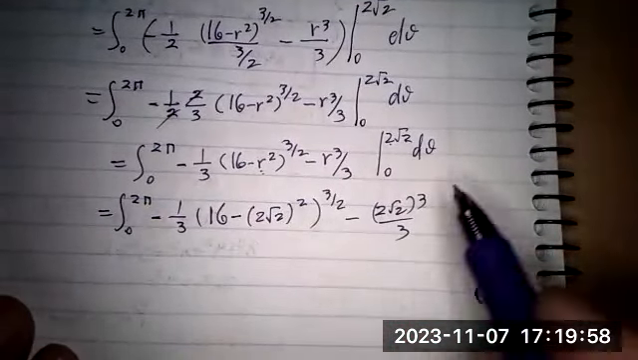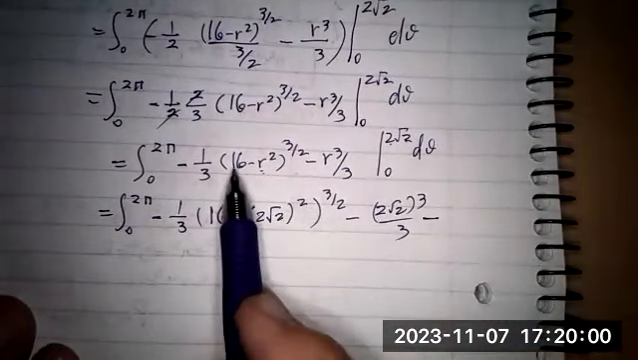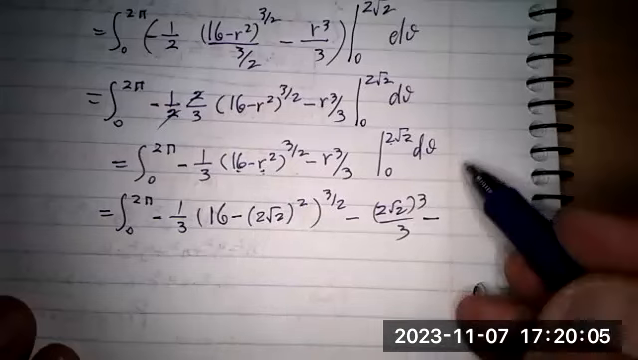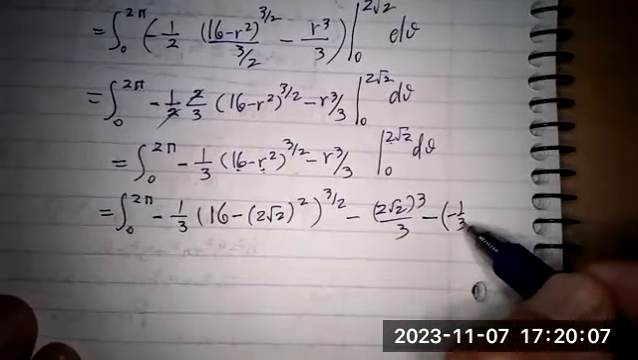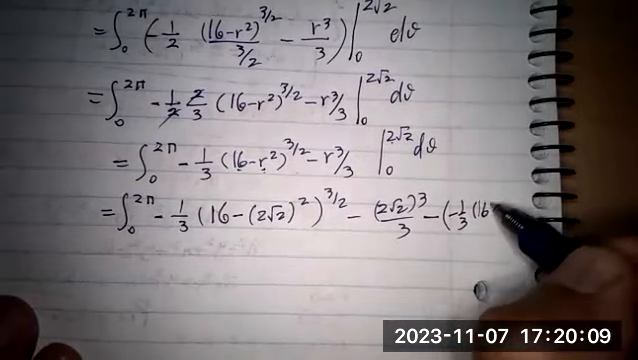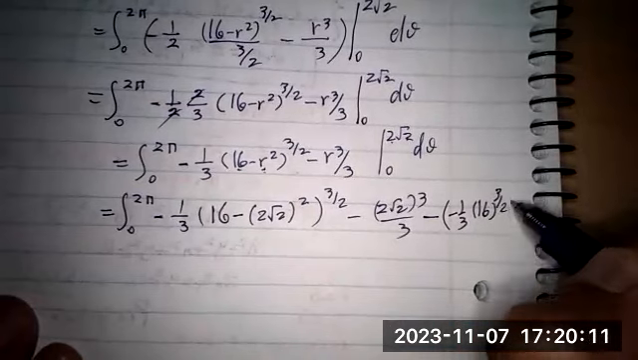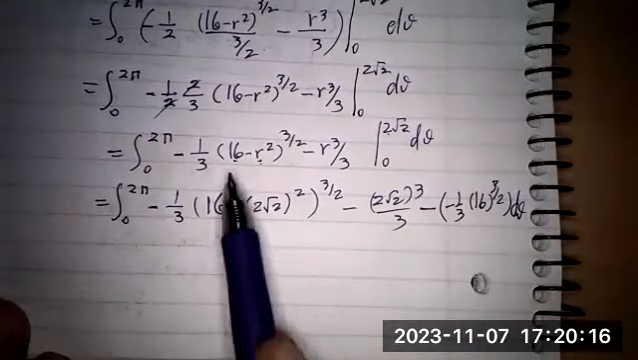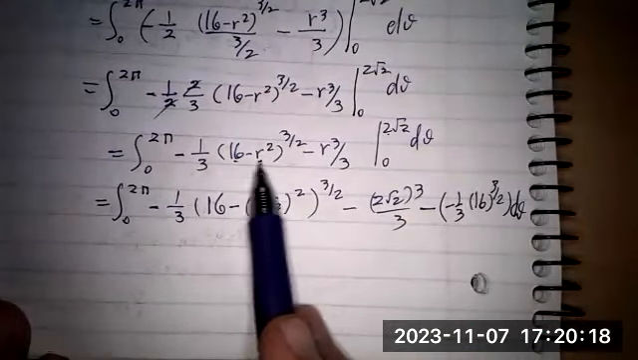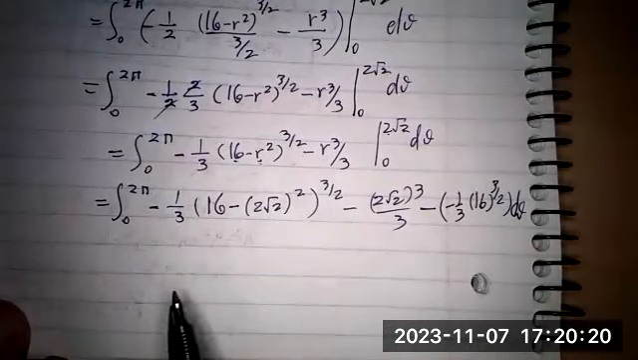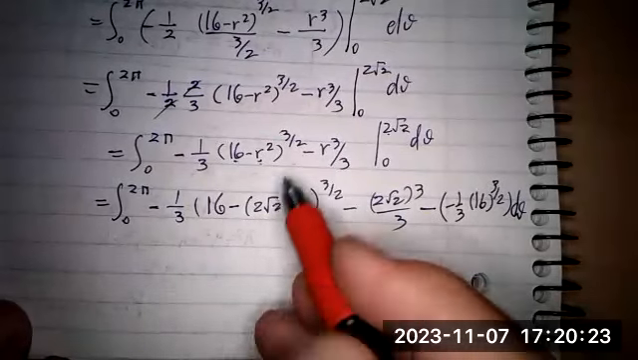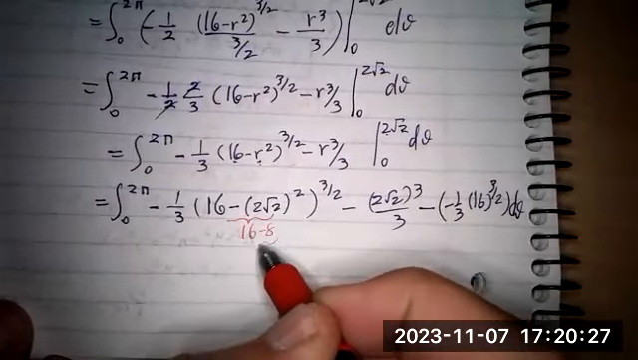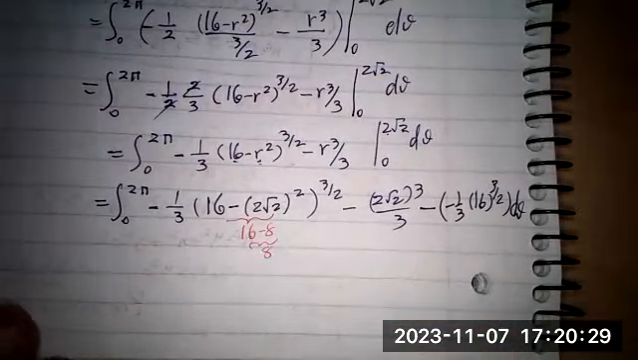Now when you put the 0, it's going to be minus, you get it here. Okay, it's going to be minus negative 1/3, 16 to the 3/2. Then you have the d theta. Okay, when you put the 0, 16 minus r squared would just be 16, and this would be 0. A little bit more simplification. This is going to be simply 16 minus 8, which is equal to 8.